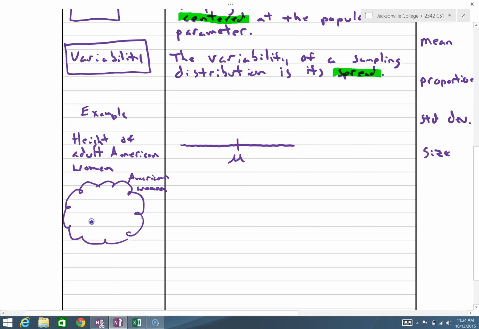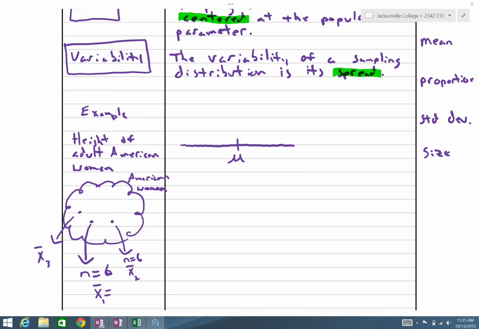I could pull a sample out of here, and this sample might be of size 6. This means there's 6 women that I measured, and when I measure these 6 women, they end up having some mean. It doesn't matter what it is here. I call this x bar 1, and this next one is x bar 2, also n equals 6. This is my second one, and I could find another one. I could keep doing this over and over again.